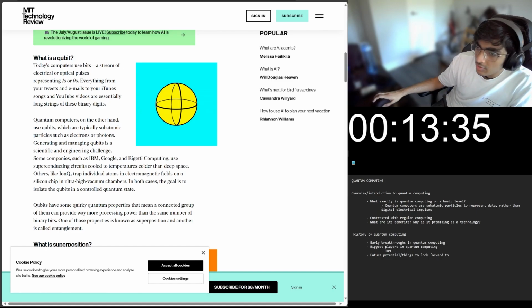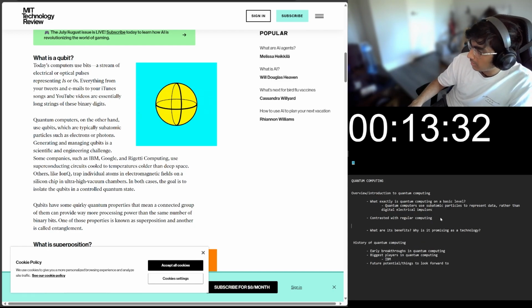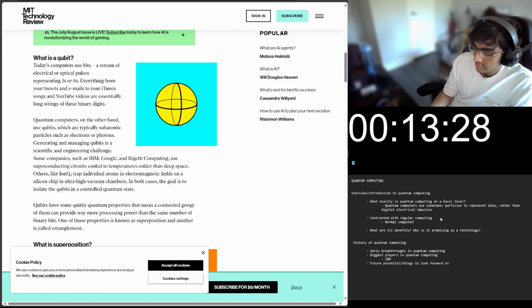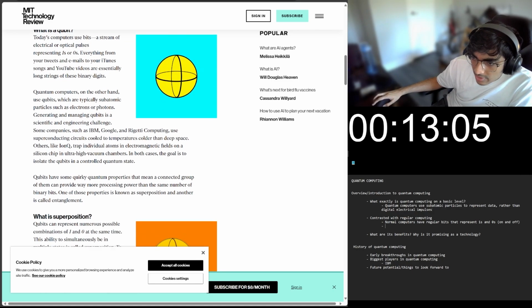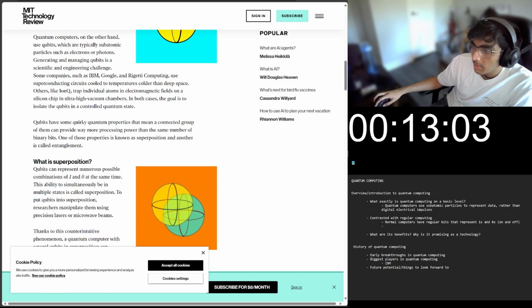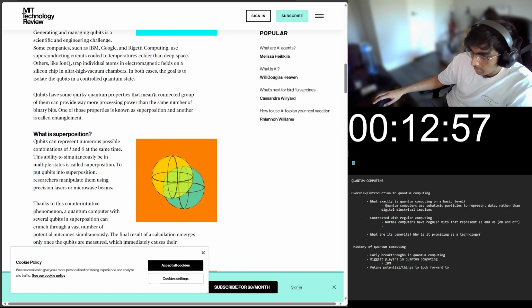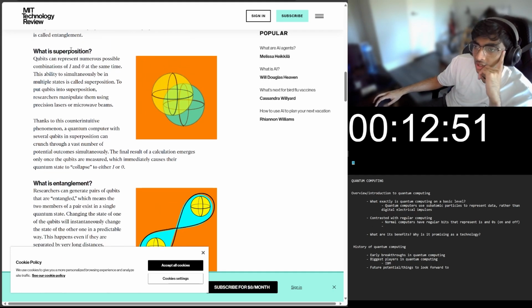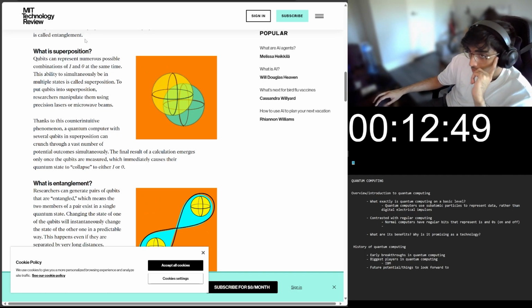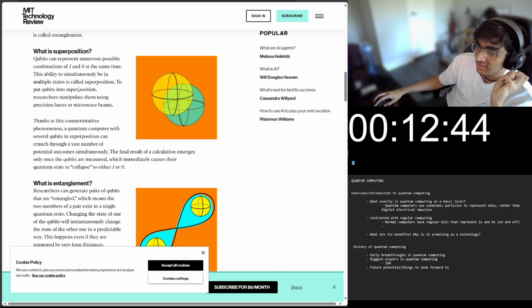It's saying that in a normal computer, and this is contrasted with regular computing, I'll put it under here. Normal computers have regular bits that represent ones and zeros, on and off. And if you look further down, qubits have some quirky quantum properties. A connected group of them can provide way more processing power than the same number of binary bits. One of these properties is known as superposition. Another is called entanglement. Down here under what is superposition: qubits can represent numerous possible combinations of 1 and 0 at the same time. Exactly. This ability to simultaneously be in multiple states is called superposition.